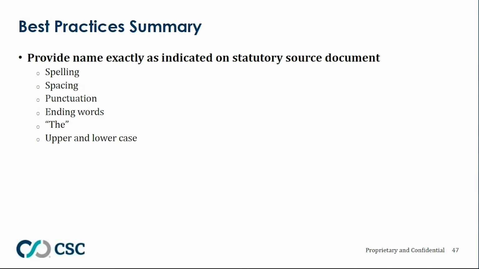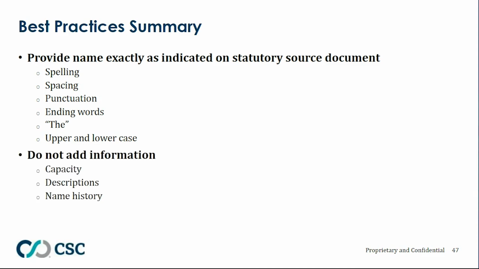All right, just to wrap up as a summary, remember to always provide the debtor name on the financing statement exactly as indicated on the source document that's specified in the statute, 9-503(a). And I mean exactly: spelled identically, spaced identically, no extra spaces, no omitted spaces. Punctuation should be identical. Ending noise words must be identical. If "the" appears at the beginning of the name, put "the" in the name, and don't put it in there if it doesn't appear. And I go so far as to even recommend that upper and lower case be identical to the name in the statutory source document.